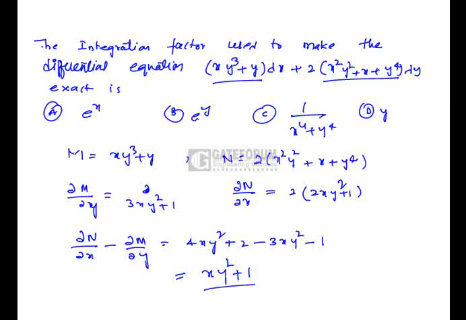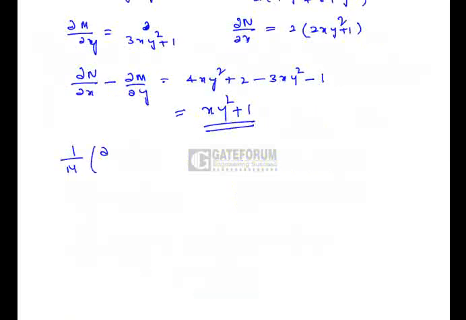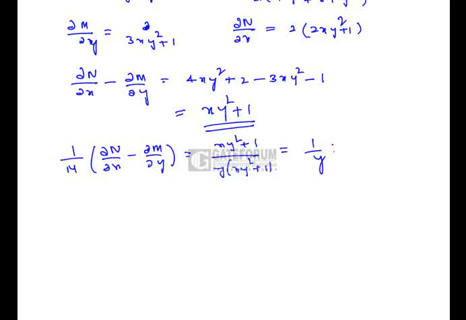Now just look into the given expression, xy cube plus y. This can be written as xy square plus 1 times y. So if I divide this expression by M, that is 1 by M times of dou N by dou x minus dou M by dou y, that is xy square plus 1 by y times of xy square plus 1, which is a function of y alone. So integrating factor is e power integral 1 by y dy, which is e power log y, which equals y. So the required answer is option D.